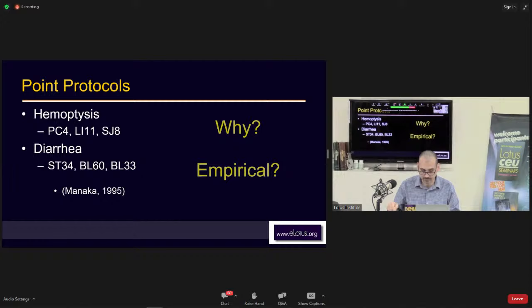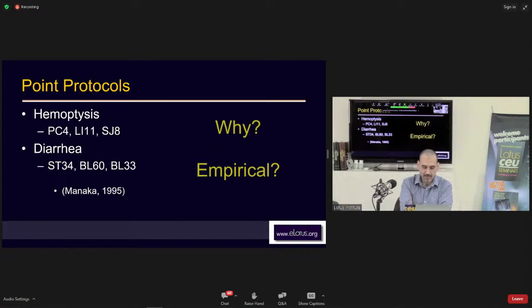When we're looking at point protocols, it's the same thing, right? So for example, here on the slide, this is just something I pulled off my bookshelf. When I was studying Japanese acupuncture, one of the books we used was Chasing the Dragon's Tail. I think that's the title. It's also in the reference list. A really good book, and he gives us list after list of protocols for different conditions. So, for example, coughing up blood, or diarrhea. We have these points, and I remember one time asking one of my Japanese acupuncture teachers, why these points? And they said, well, it's empirical.